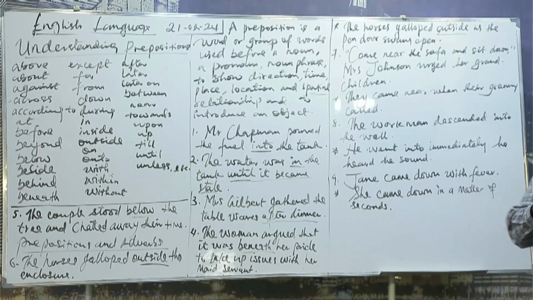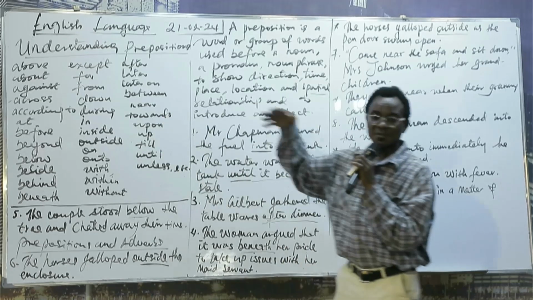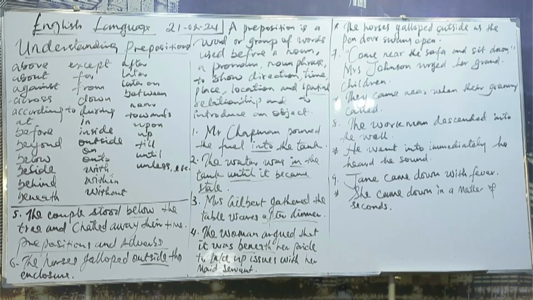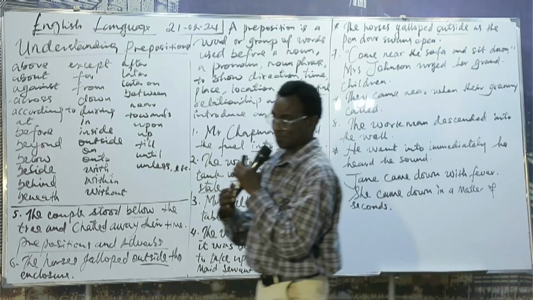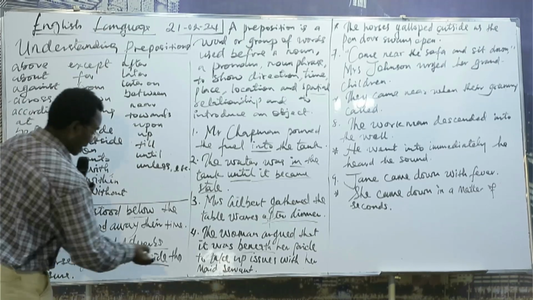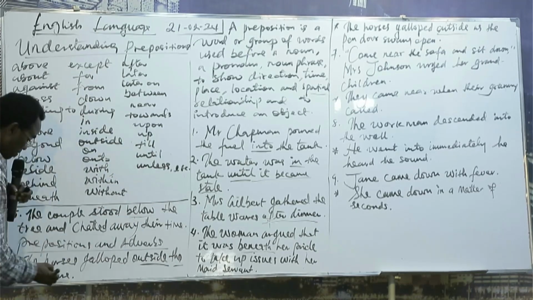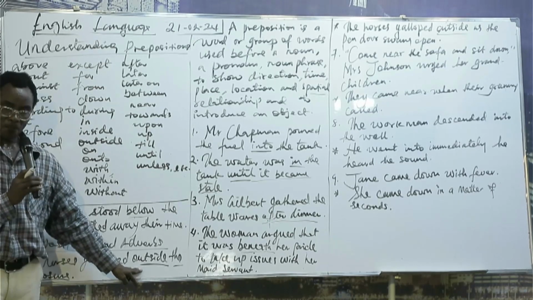All right, shall we pay attention, class? You see, the point that we want to make here is this. The same words that we see here can function as prepositions and adverbs. They are both prepositions and adverbs. So we need to know when they are used as prepositions and when they are used as adverbs. Now, as prepositions, they govern a noun. Look at the enclosure. That means a noun follows the preposition.